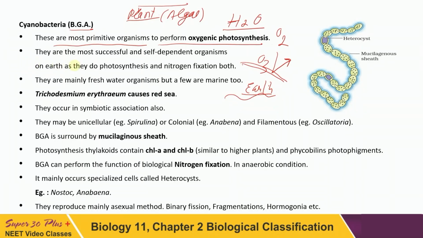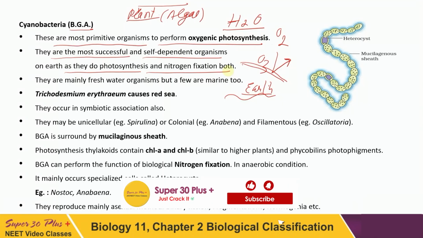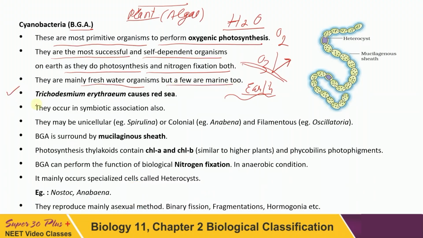That's why blue-green algae, or cyanobacteria, is known as the most successful and self-dependent organism. It can do photosynthesis. It can fix nitrogen. That's why it doesn't need anything from any other source. They are mainly freshwater organisms, but are found in marine water also. One important example here is Trichodesmium erythraeum. This is unicellular blue-green algae, cyanobacteria, and it causes the Red Sea. It multiplies at such a fast rate that the sea becomes red.